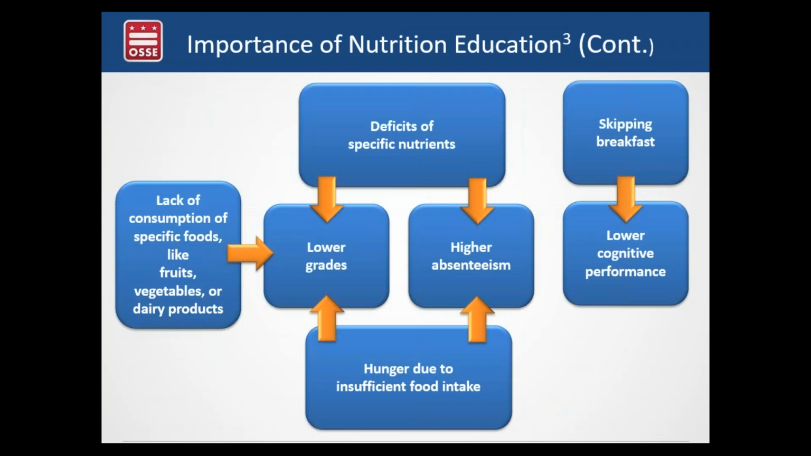So this figure is adapted from some research that the CDC put together on nutrition and how it can impact academics. And then here you're basically seeing that students that had deficits of specific nutrients or were consuming a lack of recommended foods like fruits, vegetables, dairy, were hungry because they weren't eating enough, or were skipping breakfast. All of this led to negative academic outcomes like lower grades, higher absenteeism, and lower cognitive performance.